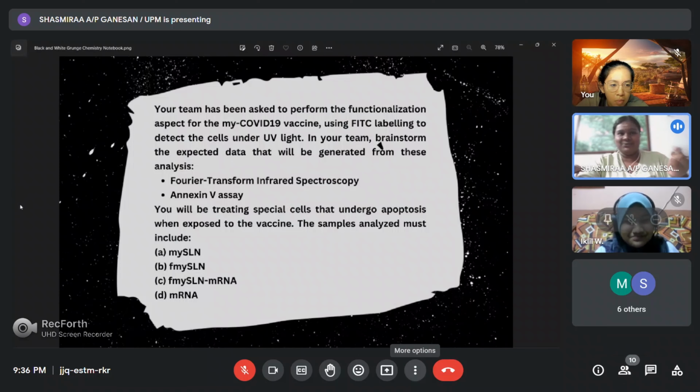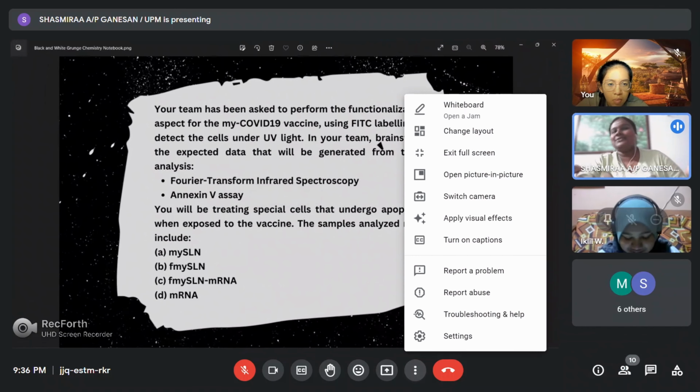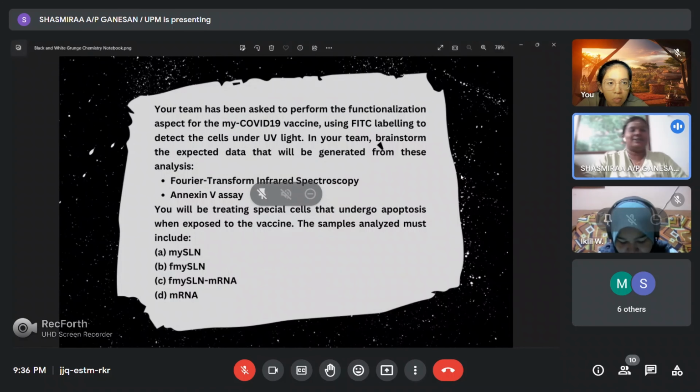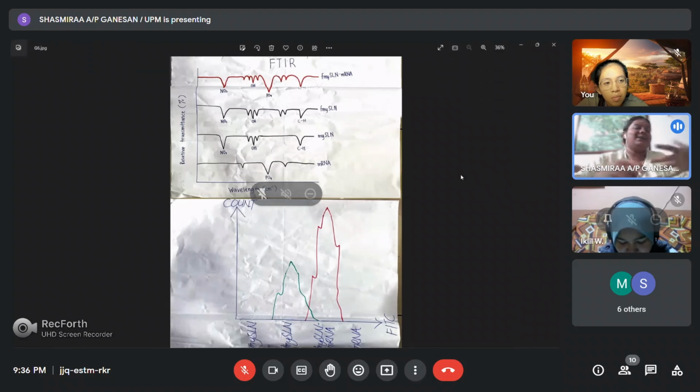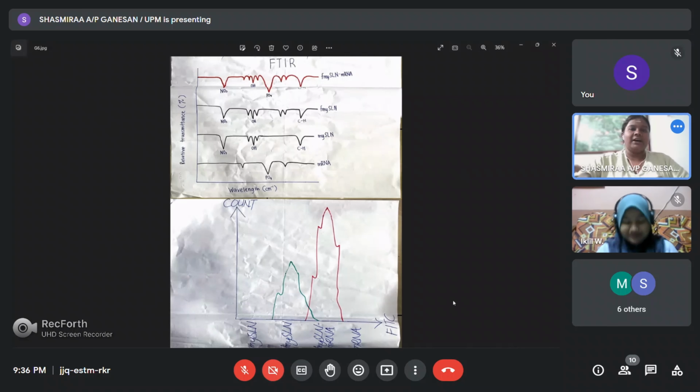So if we refer to the case study, the one before this was FTIR. The one that I'm going to explain is Annexin V assay. Before I explain the results, we have to understand what Annexin V assay is. Annexin V assay is basically an apoptosis-based assay. This assay is to detect apoptosis of cells. So in our case, we used MySLN, F-MySLN, F-MySLN mRNA, and mRNA.